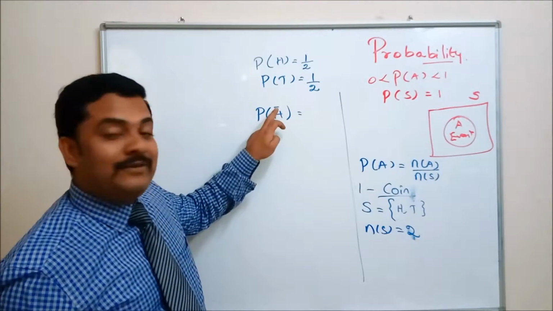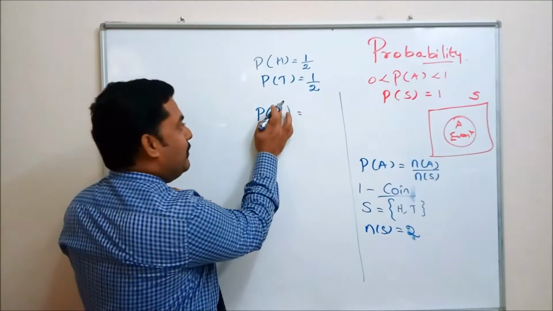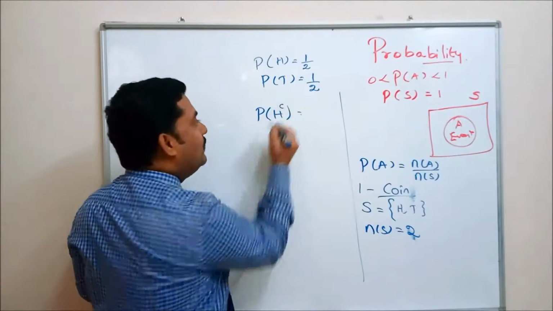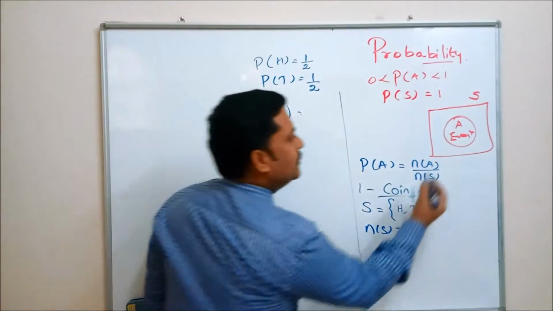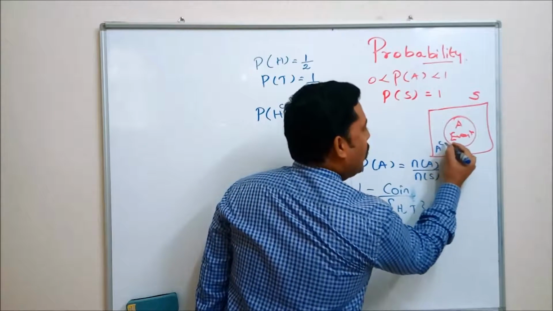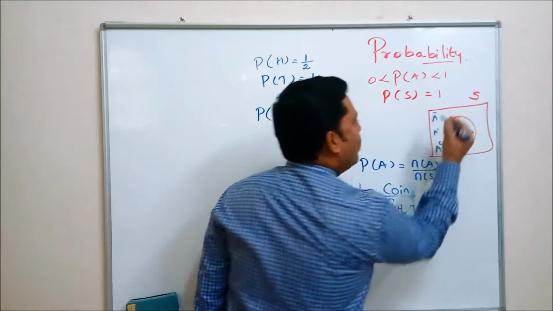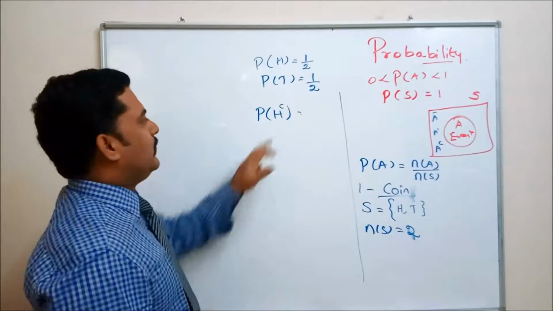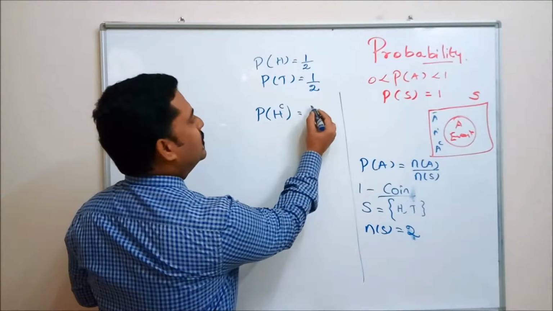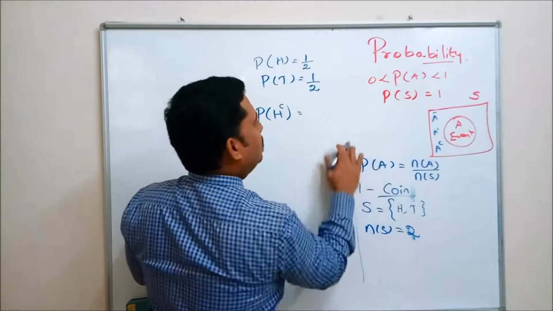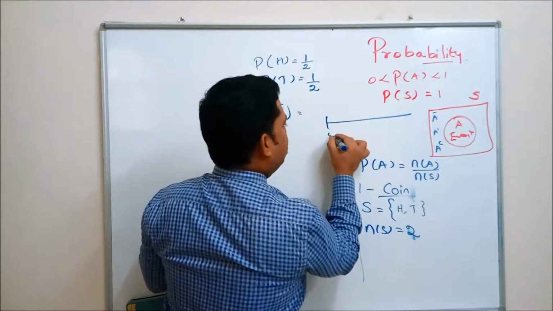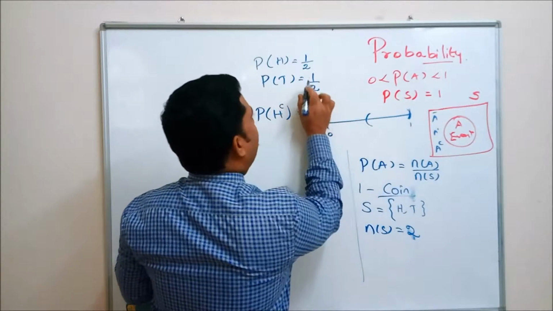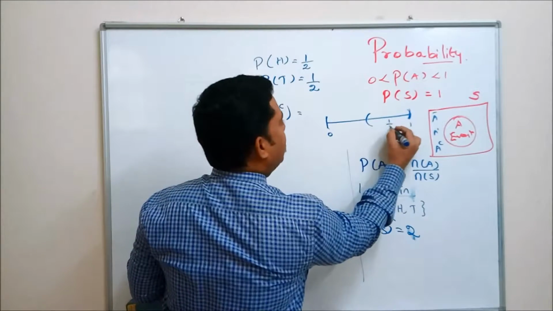See the notation I am using? Bar. It can be a bar, or a dash, or a C, what we call the complement. So this is the event, this is the complement, or a dash, or a bar. The probability of not happening A. P of H complement is equal to, the total is 1. This is the total, it starts from 0 to 1. This is the probability of occurrence of head, that is 1 divided by 2.